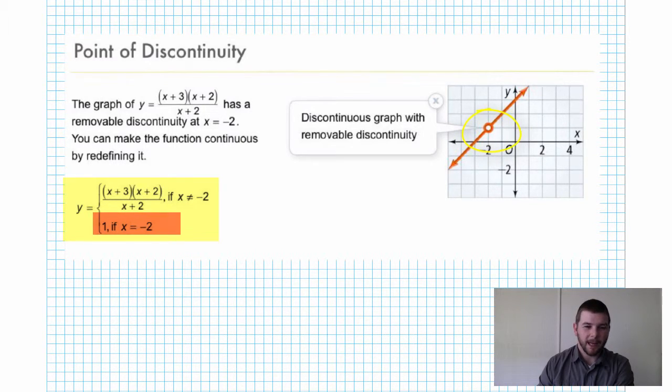We will define y to equal 1 if x equals negative 2. And that redefinition, or that second piece of our function, fills in the gap. And so that would be an example of making the function continuous by redefining it. What's really taking place here is that this part of the graph gives us this line with the hole in the middle, because when x equals negative 2, our function is undefined.